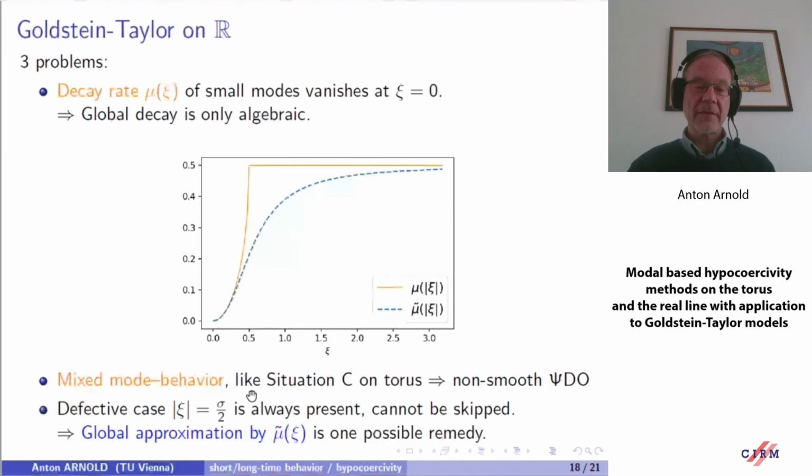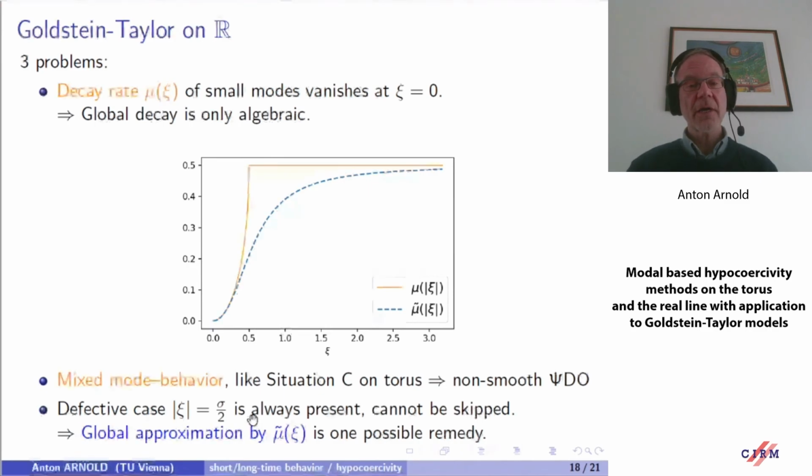Third problem that is present here. In the torus case, I avoided, for the purpose of the talk, the defective situation. That's when psi is equal to sigma over 2, by just saying sigma over 2 is not an integer, I don't consider these problems. And then I could just skip that. On the real line, this defective situation, this point, cannot be skipped. It will always be there. And if you look at the level of the modal estimates, several constants will blow up, because in that case, you simply don't have an exponential decay.